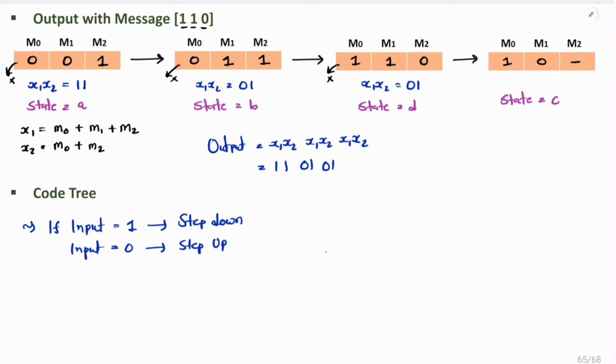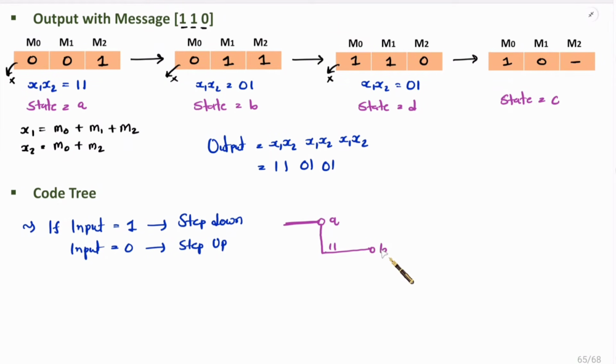Let me explain how. Initially, if you observe, we have state A. So this is my first line, and at last I will represent state A. Now, if you insert logic 1, that is M2, then input is logic 1. So here there should be a step down line, and here we need to write output. See here output is x1, x2, that is 1, 1. And at last we need to write the next state, that is state B.